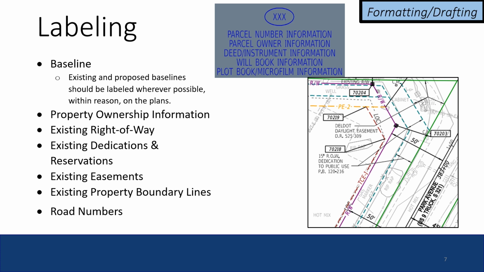The following items should be labeled on the right-of-way plans. Existing and proposed baselines should be labeled wherever possible. Property ownership information. Existing right-of-way. Existing dedications and reservations. Existing easements, existing property boundary lines, and road numbers.